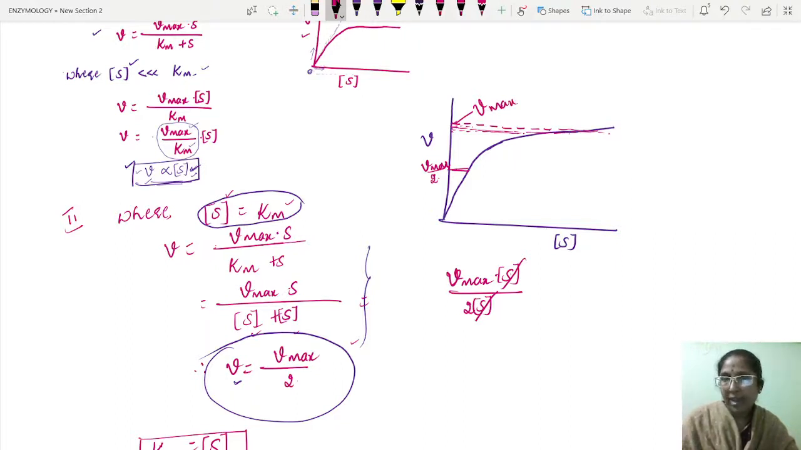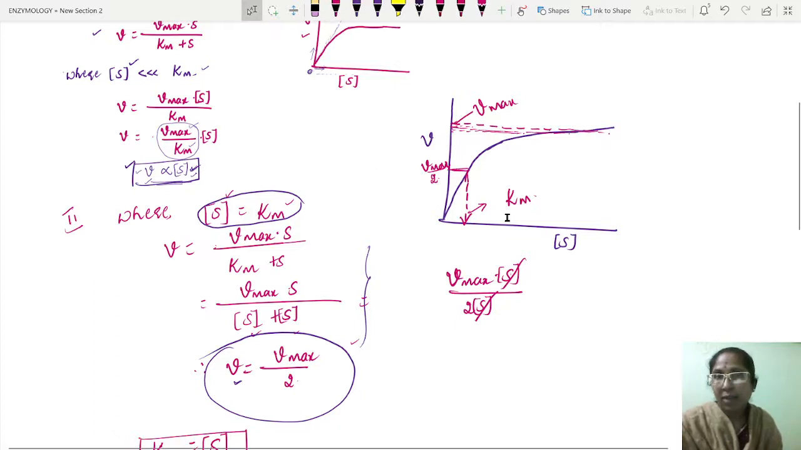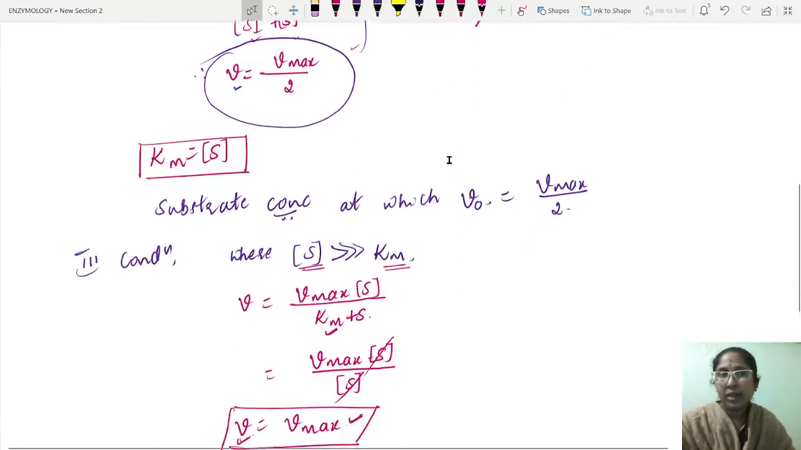Half of this Vmax. The substrate concentration which is corresponding to this half of the Vmax is nothing but the Km value, and by using this curve we can actually calculate the Km value, and also we can calculate the Vmax value of the enzyme.